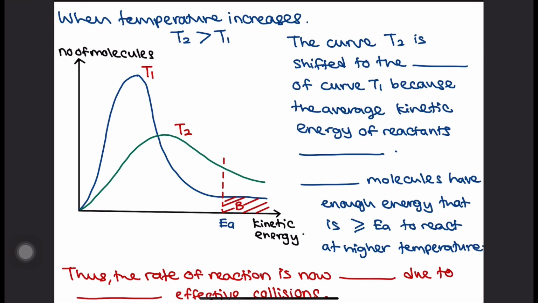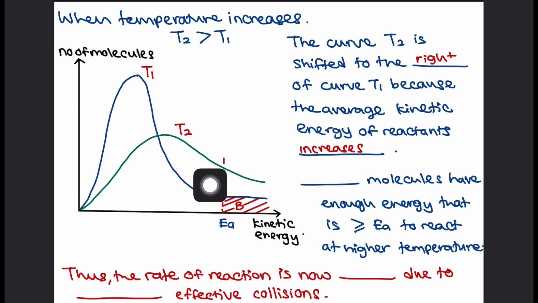As you can see, the curve T2 is shifted to the right, and this is because the average kinetic energy of reactants increases when temperature increases. Also note that by increasing temperature, you do not change the activation energy. Therefore, the position of activation energy remains the same for T2.